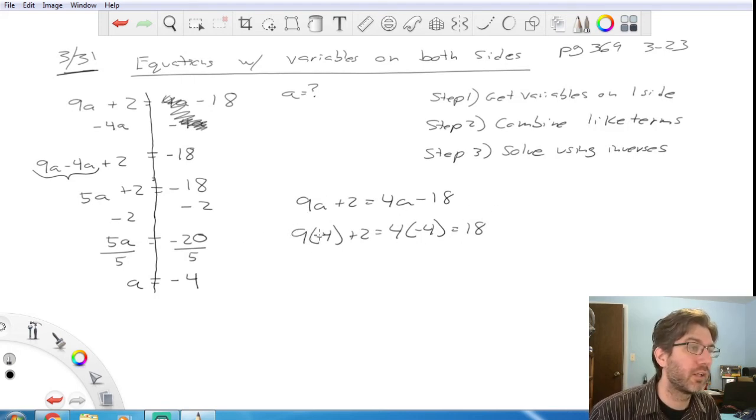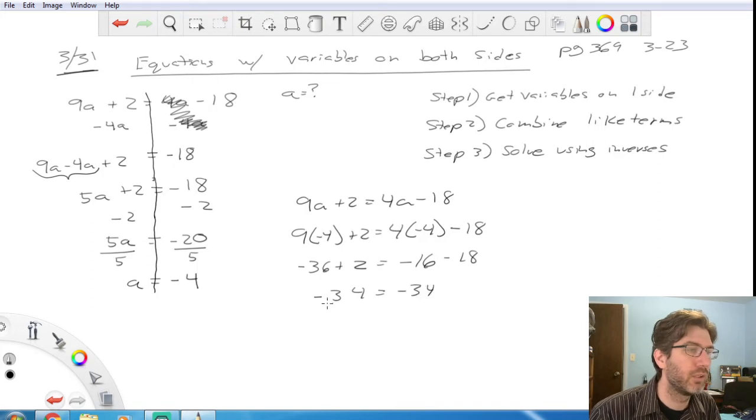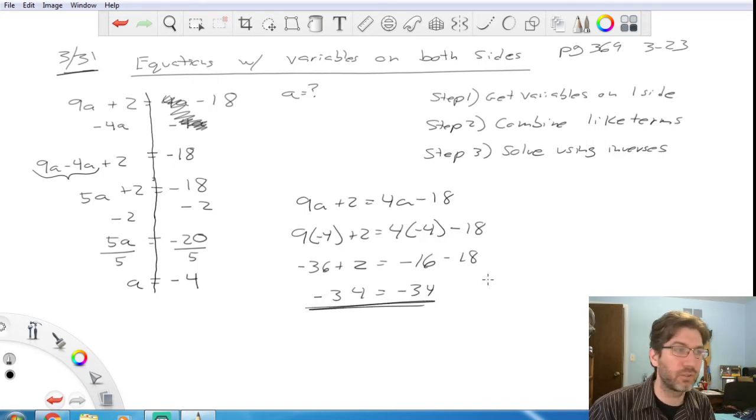On this side, 9 times negative 4 gives you negative 36 plus 2. Over here, 4 times negative 4 gives you negative 16. And I'm sorry, this is a minus 18. Negative 36 plus 2 gives you a negative 34. Negative 16 minus 18 is also going to give you negative 34. And you can see this is a true statement. Negative 34 equals negative 34, and therefore a equals negative 4 is the correct answer.